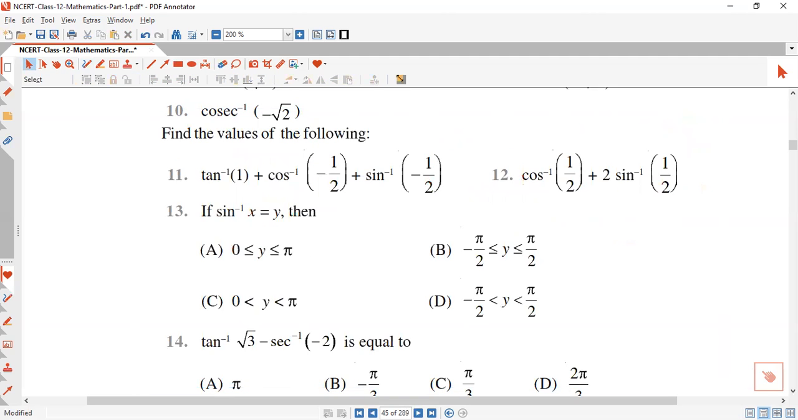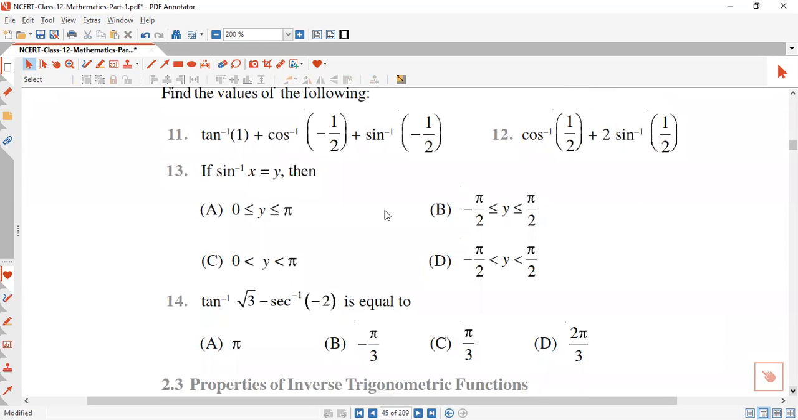Now, find the value of the following. Question number 11, you see.